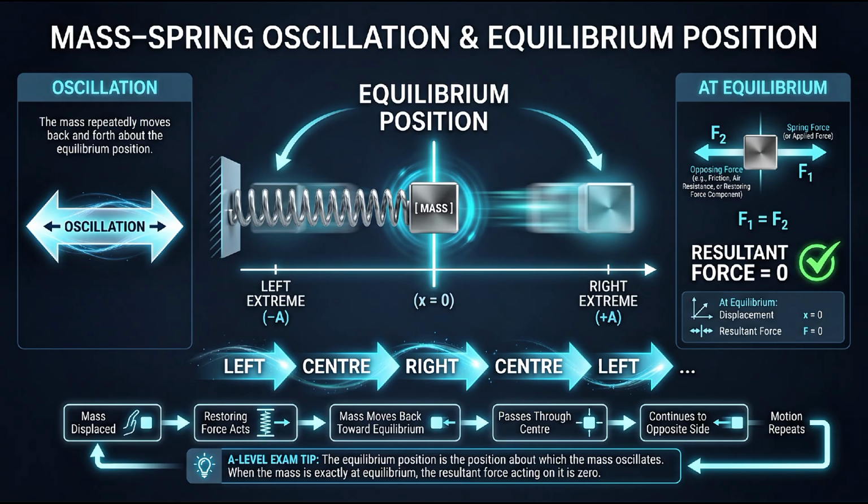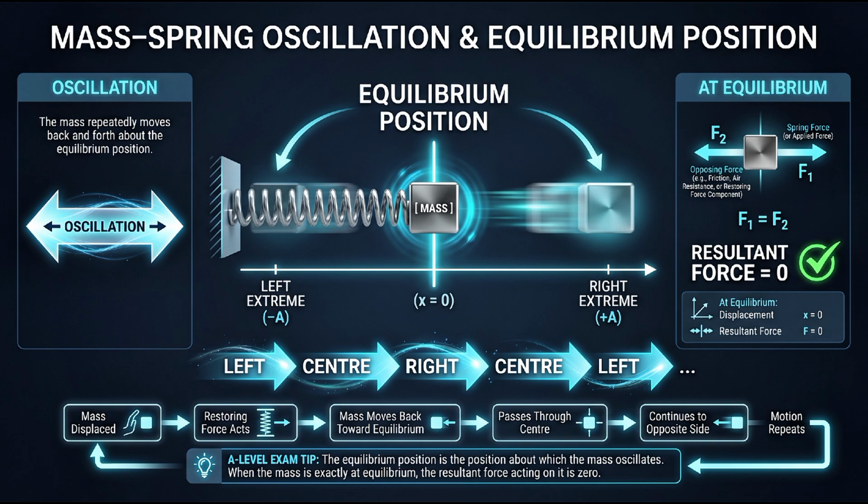The mass then begins moving from the left extreme position back towards the center. The restoring force acts towards the right, so the mass accelerates towards equilibrium. As it approaches the center, its speed increases. It passes through the equilibrium position again and continues towards the right side. Eventually, it reaches the right extreme position, where its velocity becomes 0 for an instant before the entire process starts again. This repeated cycle produces the oscillation shown in the diagram.